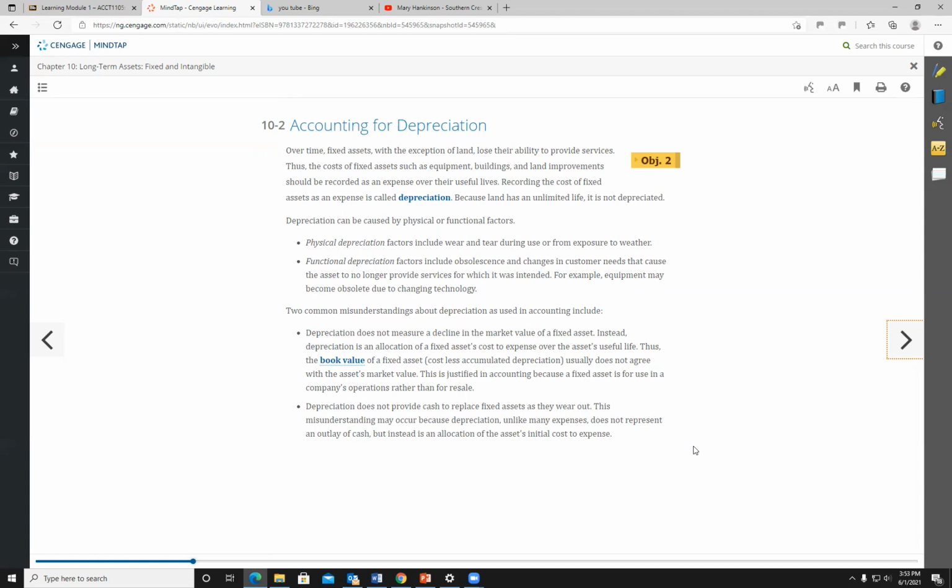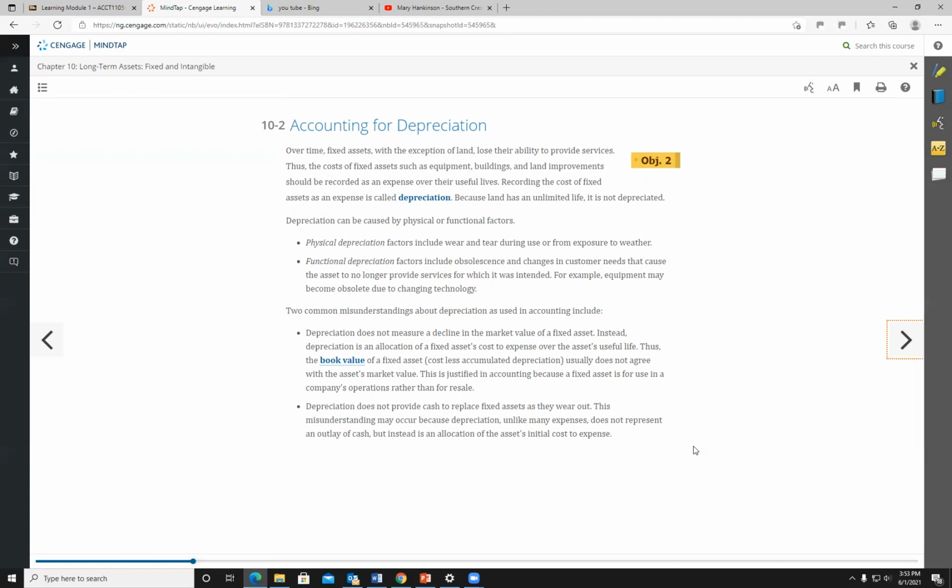All right, so depreciation can be caused by physical or functional factors. So physical depreciation, the obvious one, factors include wear and tear. Functional depreciation factors include obsolescence and changes in customer needs that cause the asset to no longer provide services. Computers are a really good example of equipment that may become obsolete due to changes in technology. Two common misunderstandings about depreciation.